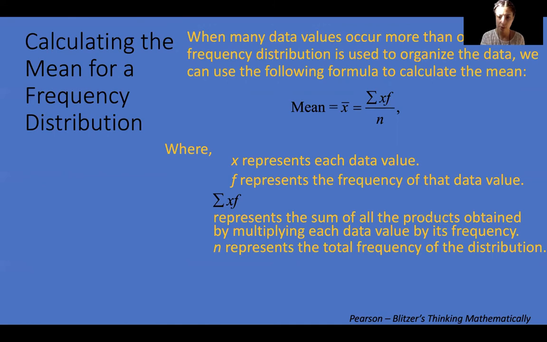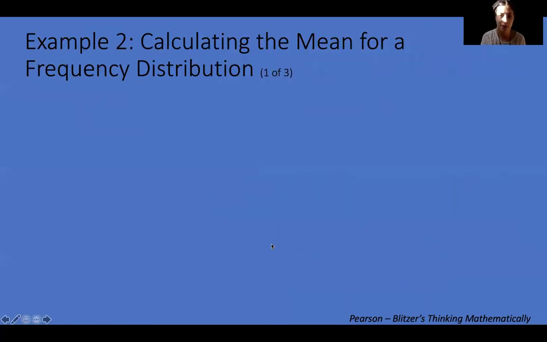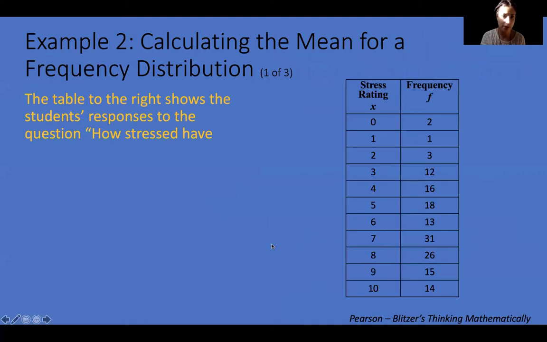The sum of those represents the sum of all the products obtained by multiplying each data value by its frequency. And n, of course, is the total frequency of the distribution. And of course, you can do this in Excel, so that's what we're going to be doing in class. So calculating the mean for a frequency distribution, continued.